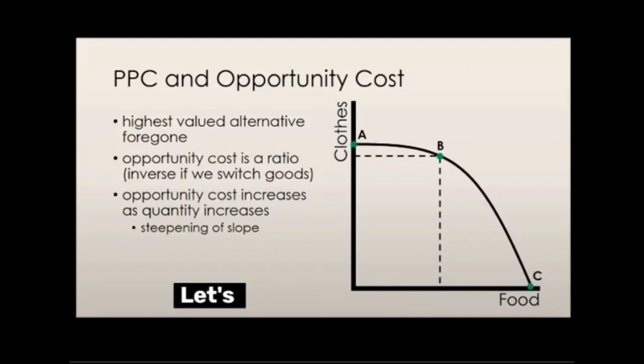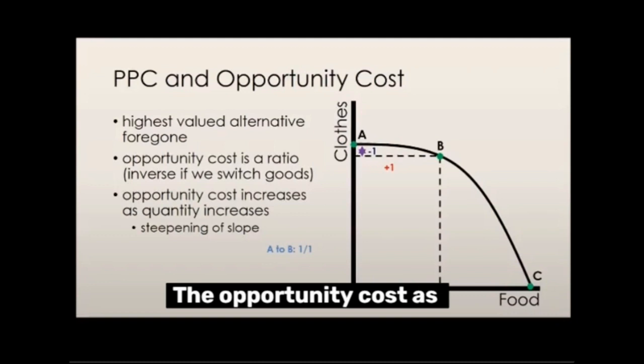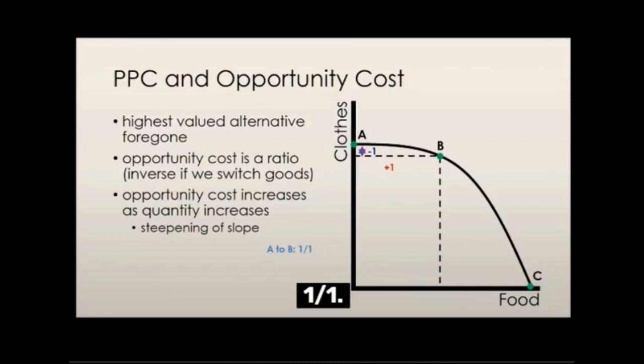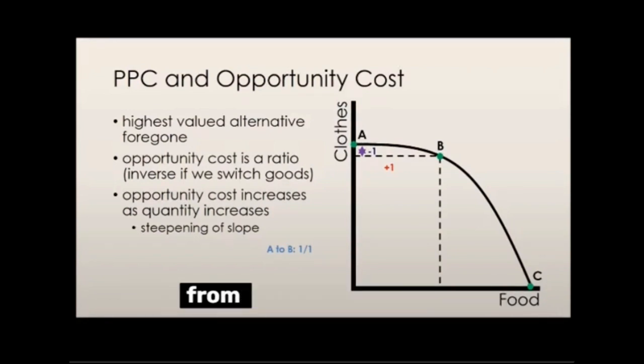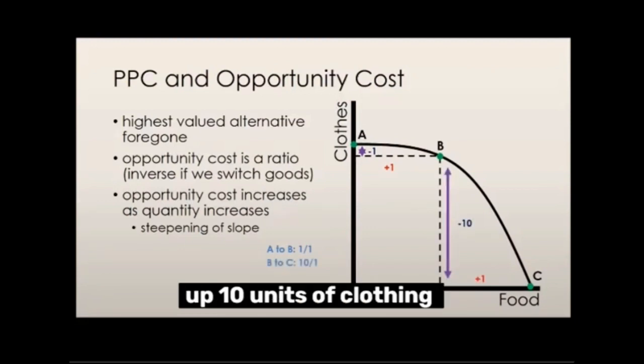Now to clear up any confusion, let's take a look at a concrete example. Let's say we start at point A and want to move to point B. Now we are producing one additional unit of food and one less unit of clothing. The opportunity cost, as we defined before, is the decrease in the quantity produced of one good divided by the increase in the quantity produced of the other good. So this would be equal to 1 over 1. The opportunity cost of producing one unit of food as we move from point A to point B is 1 unit of clothing.